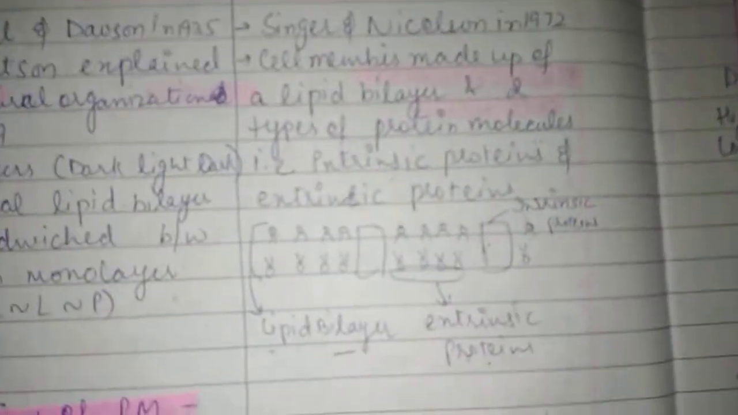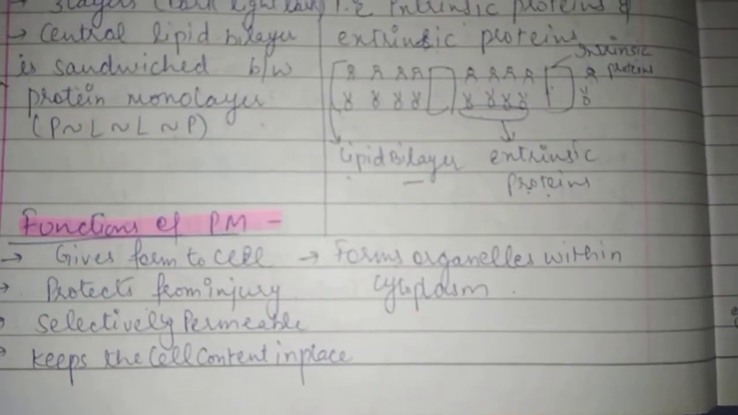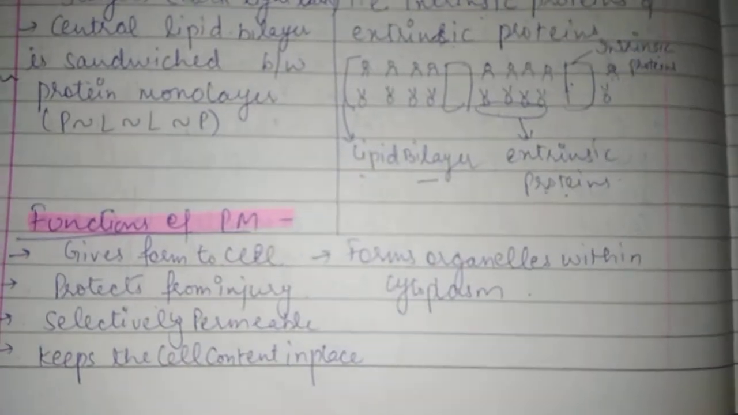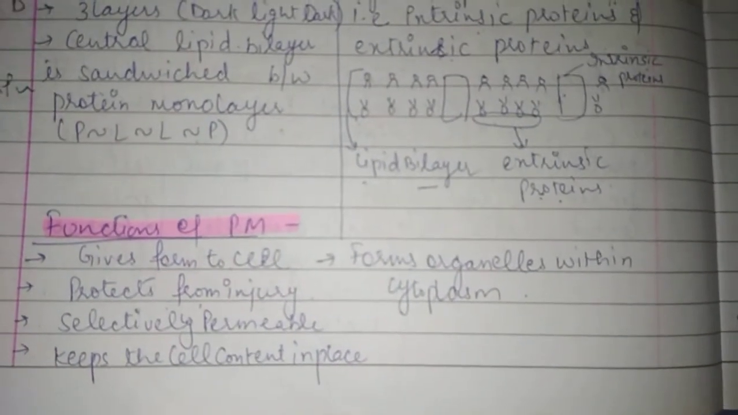Now the functions of the plasma membrane. What are the major functions of the plasma membrane? The first main function is that it gives form to the cell, means it gives shape to the cell, and protects the cell from injury.